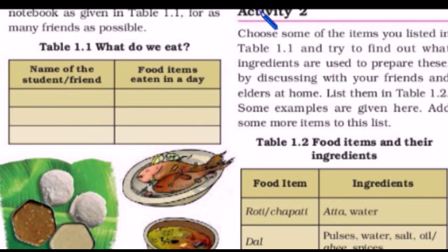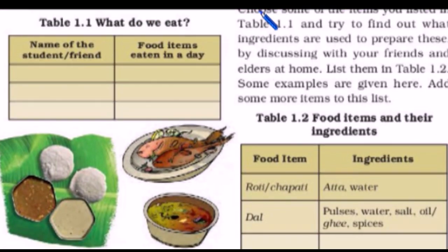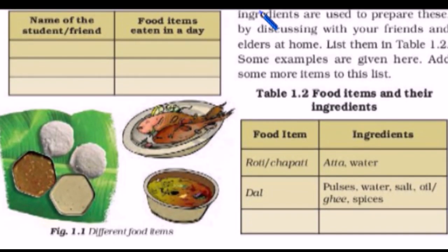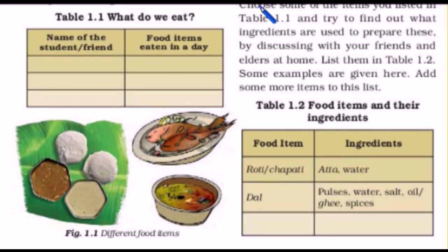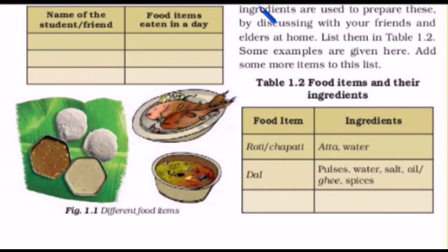Activity 2. Choose some of the items you listed in Table 1.1. Try to find out what ingredients are used to prepare this by discussing with your friends and elders at home. List them in Table 1.2. Some examples are given here. Add some more items to this list.